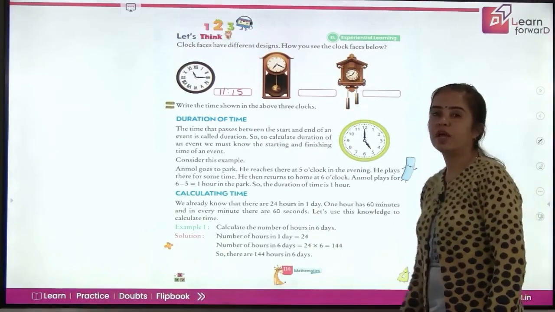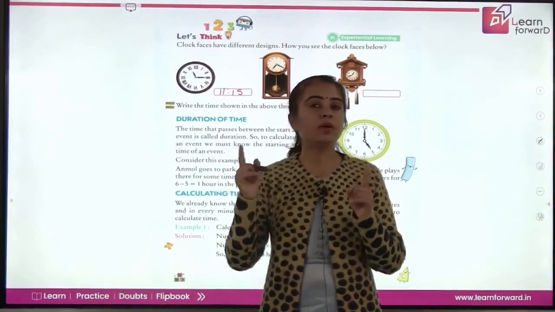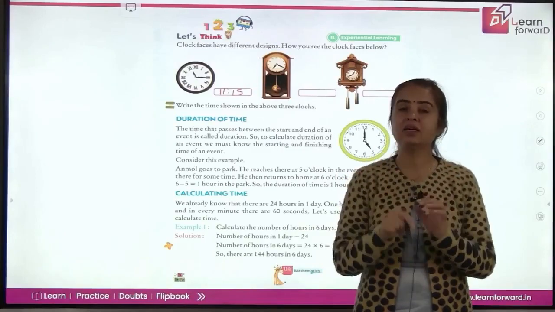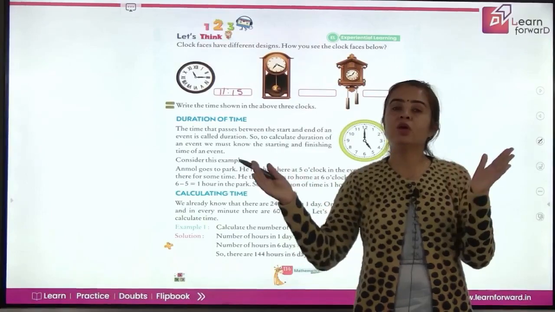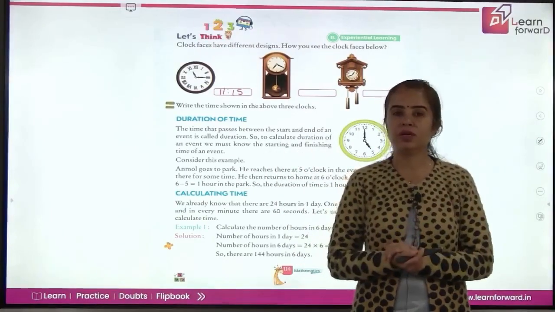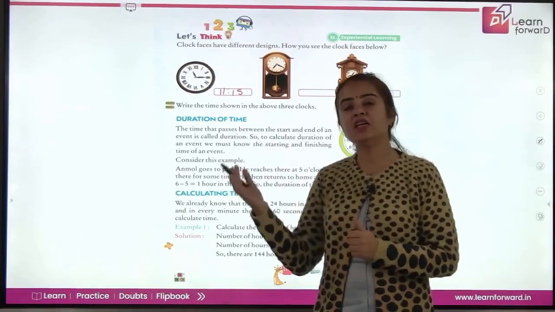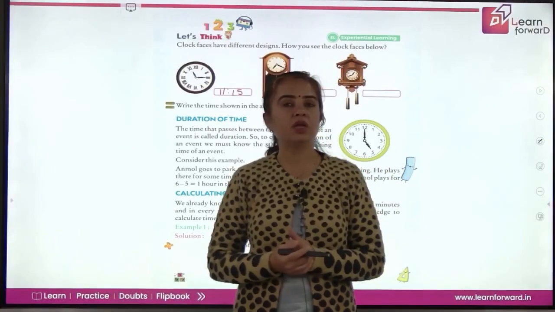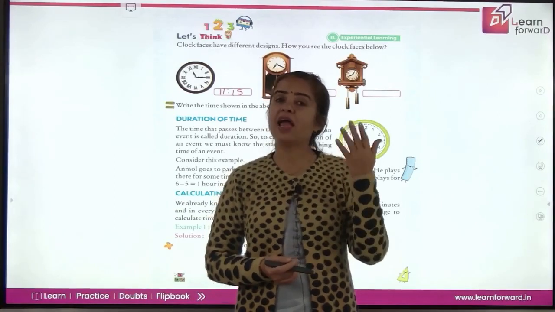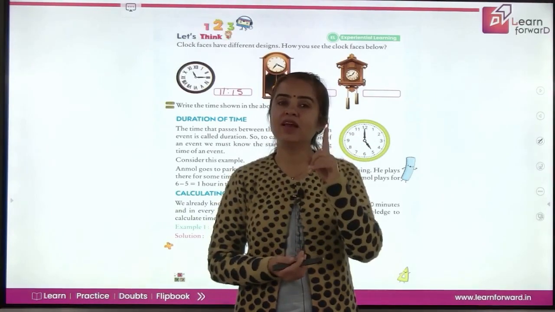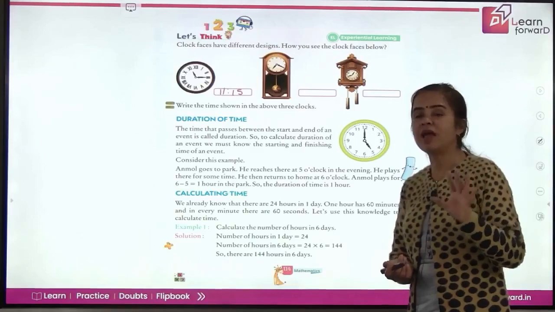Now, duration of time. What do you mean by duration of time? It means how much time has been spent. It's not about telling how many hours, how many minutes at the time now. It is about when you are talking about some starting point and some ending time, how much is the time lapse in between. So if I say I get up at 6 o'clock in the morning and I leave for my school at 7 in the morning, how much time do I take to get ready for school? See, I wake up at 6, I leave at 7. So that is exactly 1 hour. This 1 hour is called the duration of time. That means how much time has lapsed.